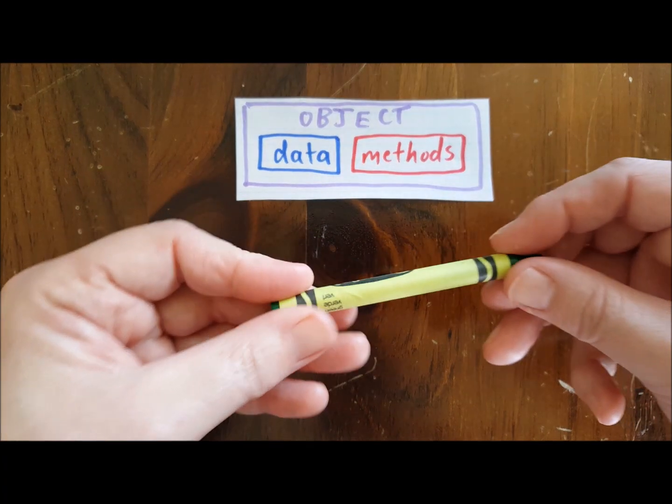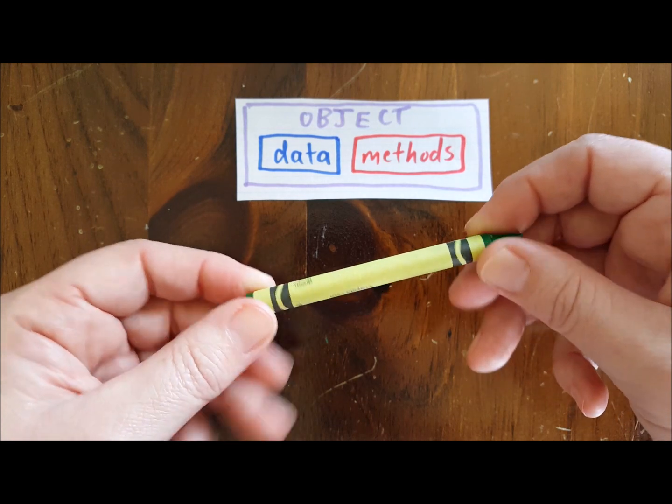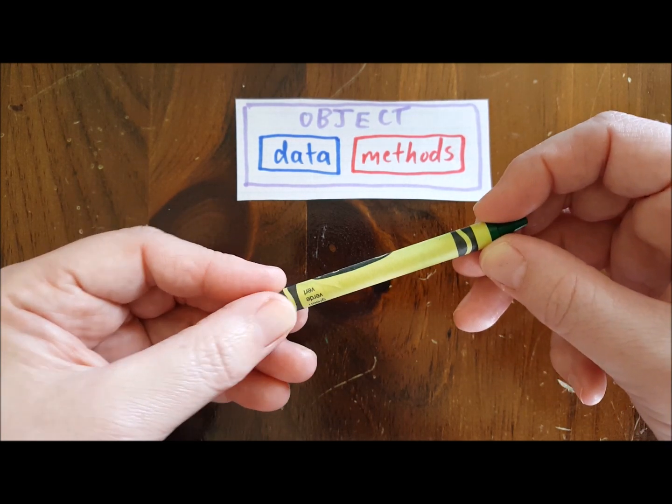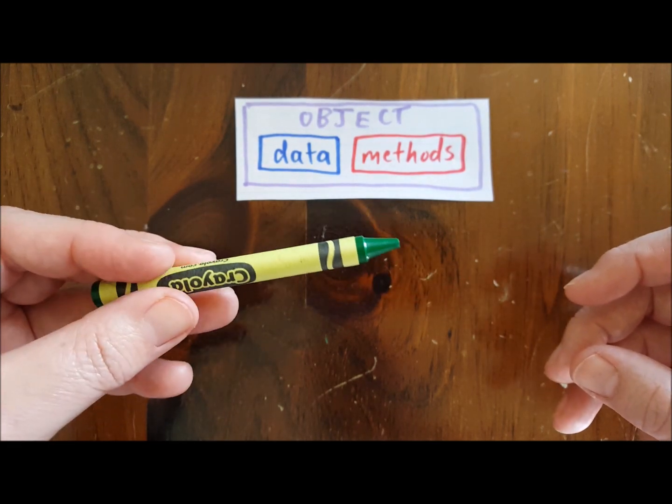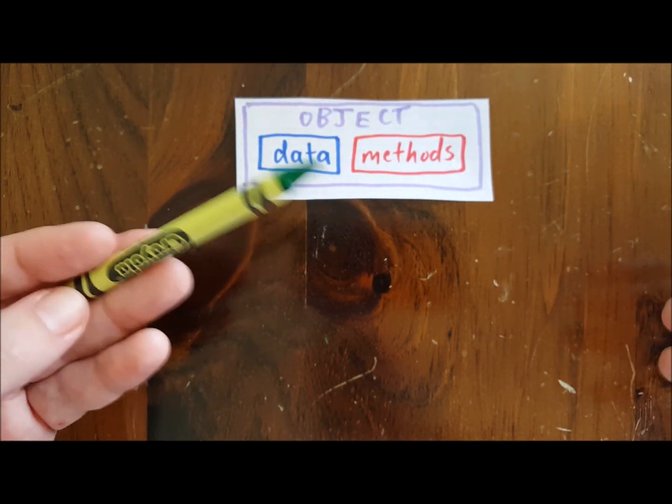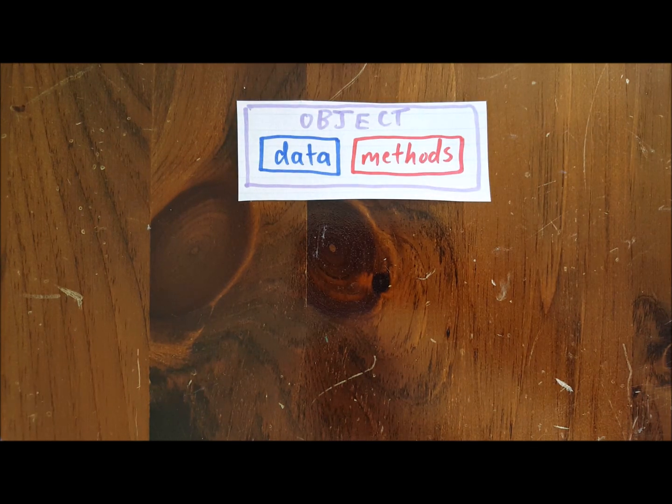I know, you might have a crayon. A crayon has like an RGB value. It has its name and different things. That would be the data. Some methods you might want to do with it is you might want to color, or you might want to peel off the wrapper. So again, we're associating those two things together.